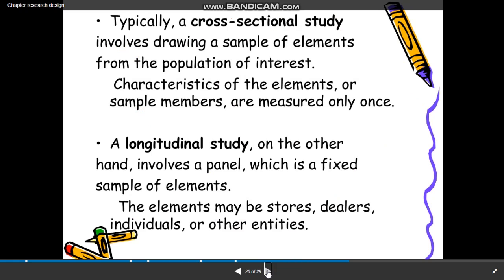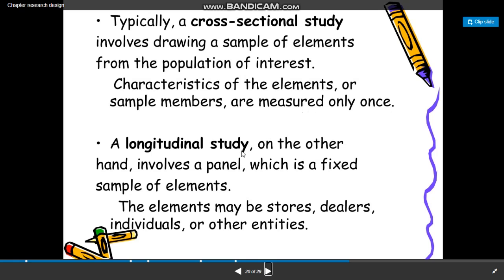Actually, a cross-sectional study involves drawing a sample of elements from the population of interest. The characteristics of the elements or sample members are measured only once. This is the main important point.